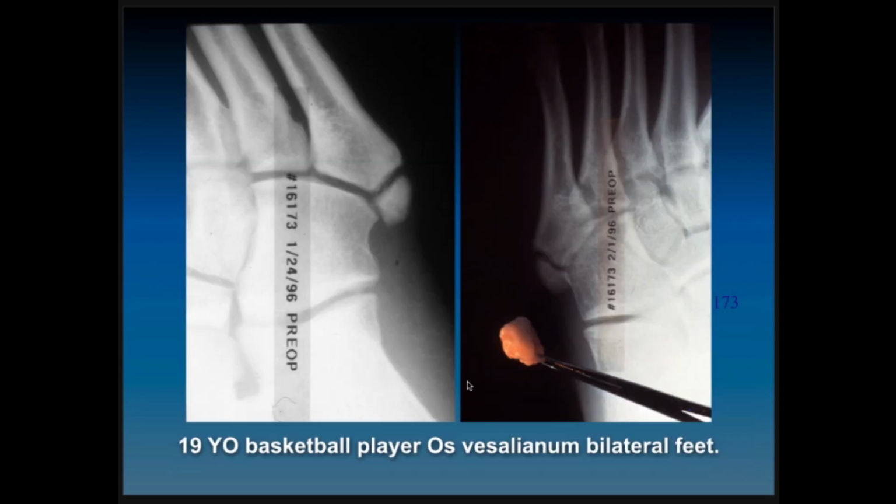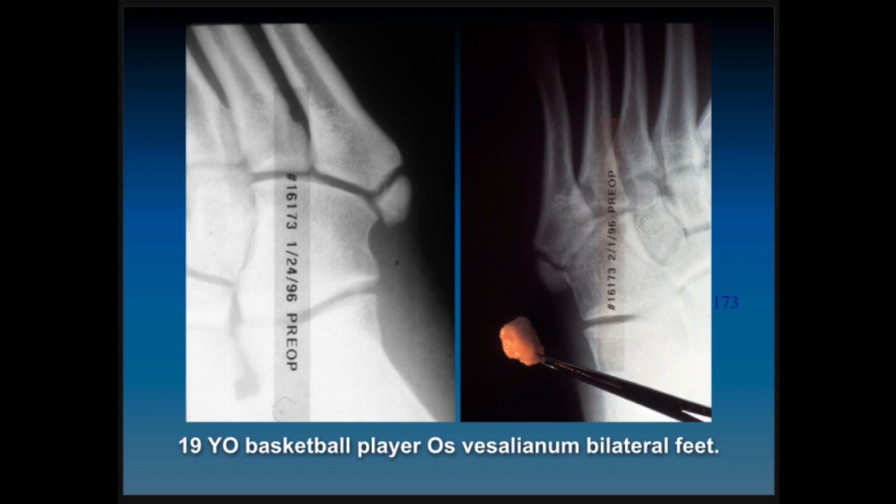This is actually an os Vesalianum in a basketball player. So see the separation there? This is not a Jones fracture, which would occur in this area. This is an os that the peroneus brevis was tugging on, and if you think about the sport of basketball, a lot of stop, cut, change direction. So this is an os that has been pulled off, and the treatment for this is excision of this little piece.